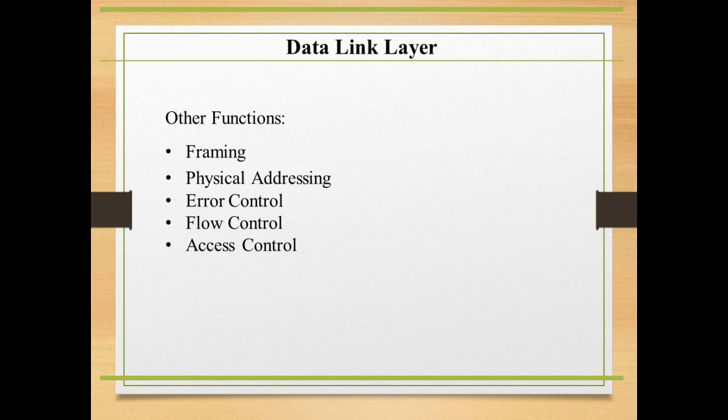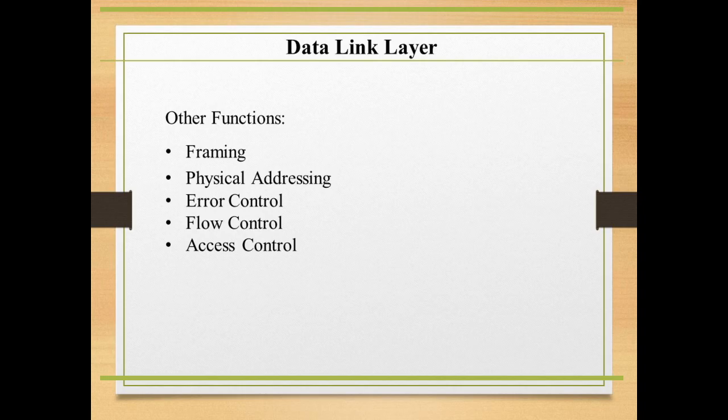Flow control. If the rate at which the data are absorbed by the receiver is less than the rate at which data are produced in the sender, the data link layer imposes a flow control mechanism to avoid overwhelming the receiver.